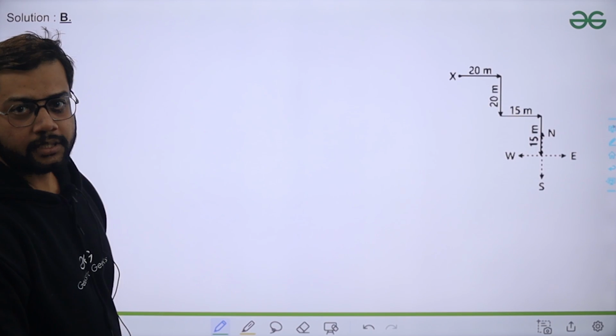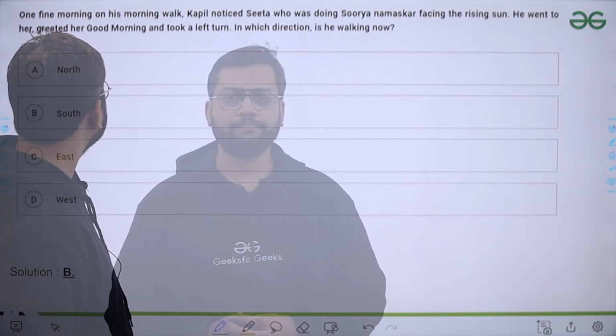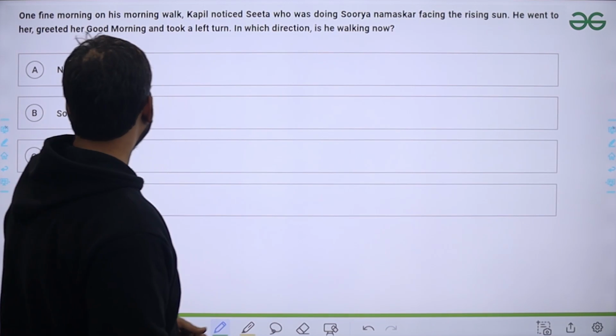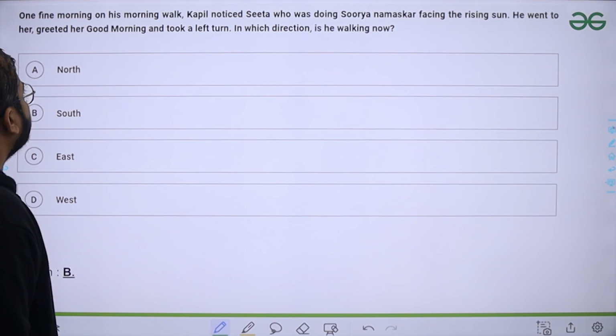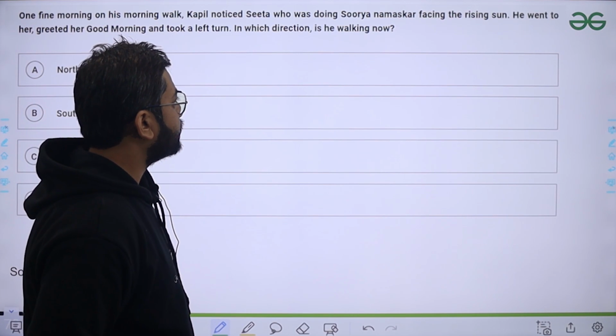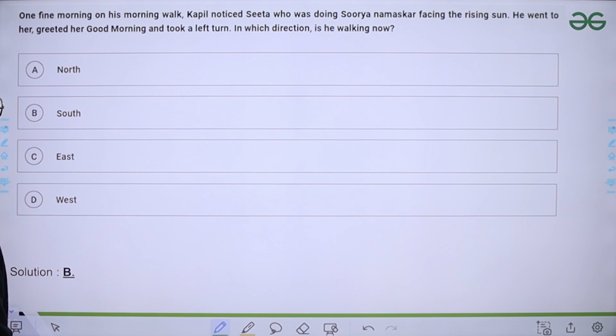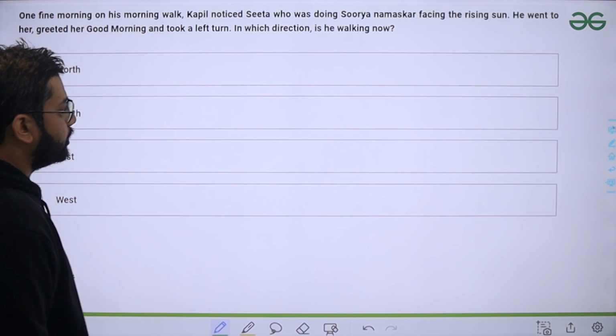Okay, option B is the correct option for this question. Okay, so let's see this question. On a fine morning walk, Kapil noticed Sita, who was doing a Surya Namaskar facing the rising sun. He went to her, greeted her good morning and took the left turn. In which direction is he facing now?